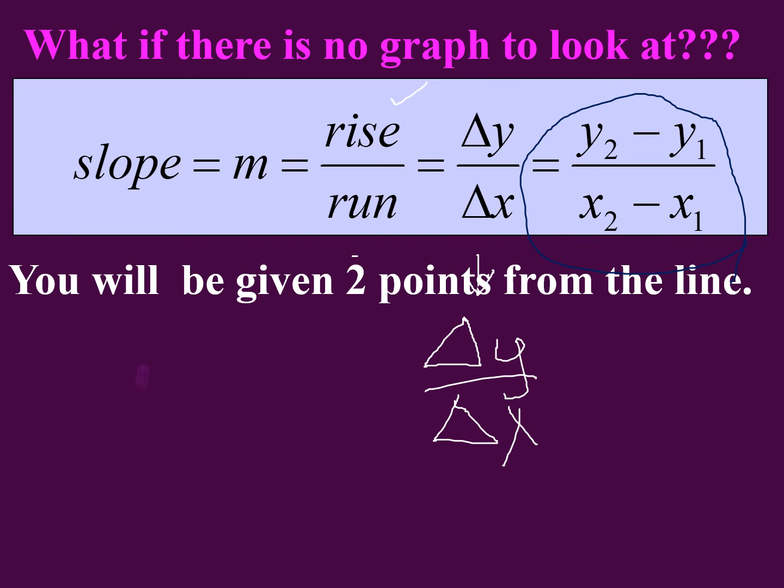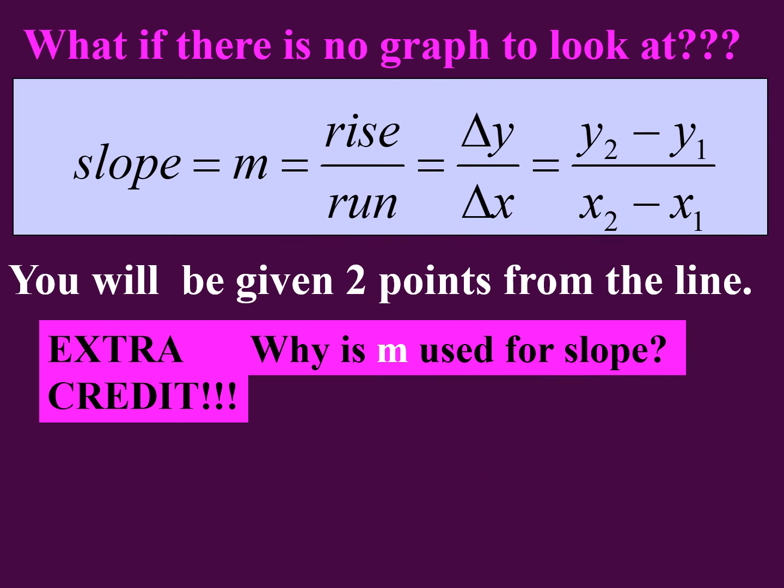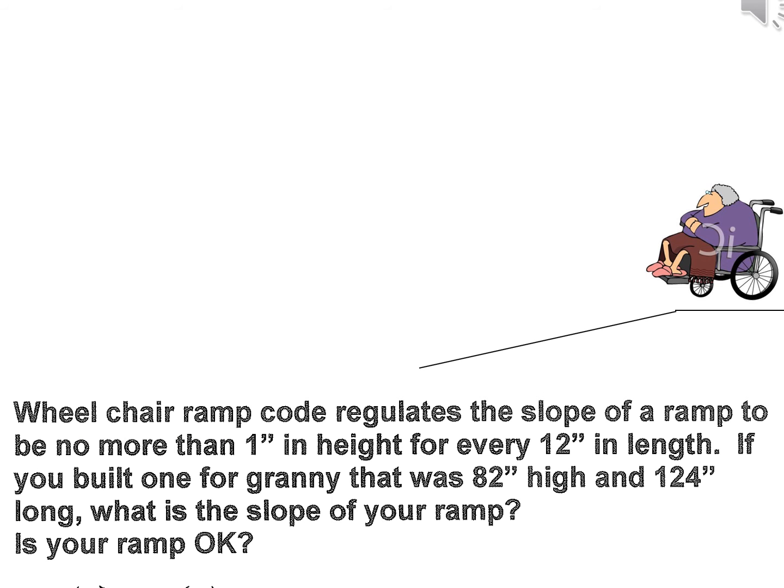All right, and you get 2 points from the line. Another little extra credit to look up. Why is M used for the symbol of slope? See right here, the M is used for slope. That's what you use with the formula. It's a French word. You can look it up and turn that in for a little extra credit. Send me a text or something. All right, and you can practice with it. We're not going to do that. All right. So Grandma needs her wheelchair ramp to be fixed.